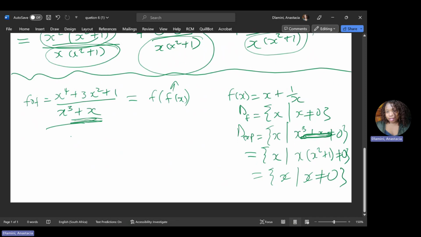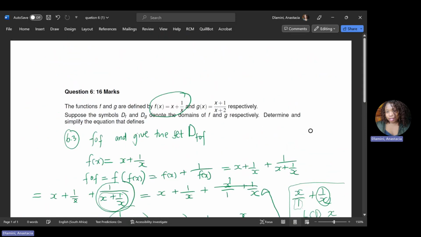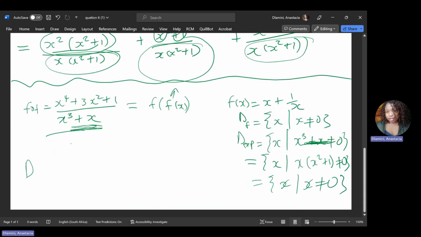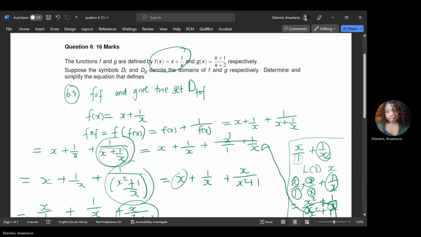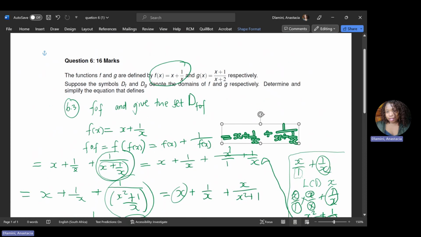Now, the domain of the composite function is actually the intersection of the domain of the inner function as well as the domain of the expression. So meaning that this will be x is an element of real numbers such that x is not equal to 0. And that's then how we solve 6.3.